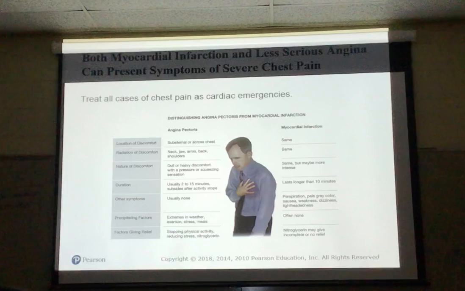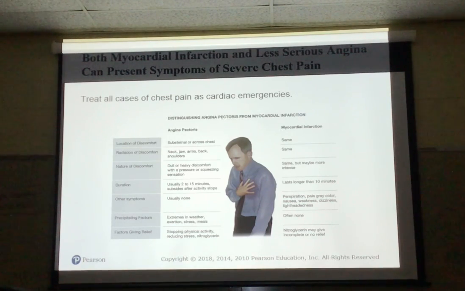All right? Chest pain, shortness of breath. Last longer than 10 minutes. Gray, pale color, nausea, weakness, dizziness, lightheaded. Nitroglycerin can be given, incomplete or no relief. That's going to help you distinguish between angina.